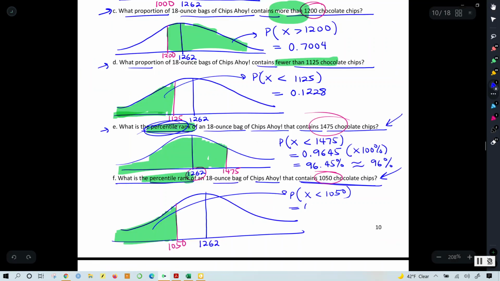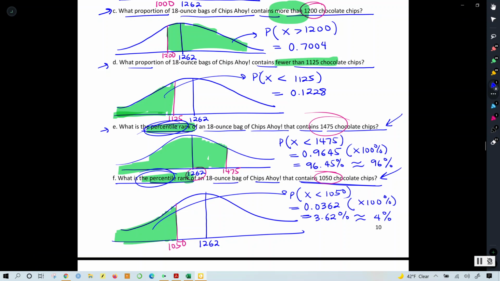0.0362, which if I multiply by 100% to get the percentile rank, will give me about 3.62%. So I will say this is probably in the 4th percentile.